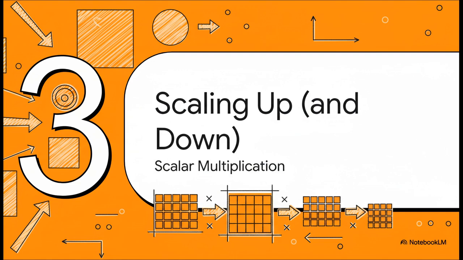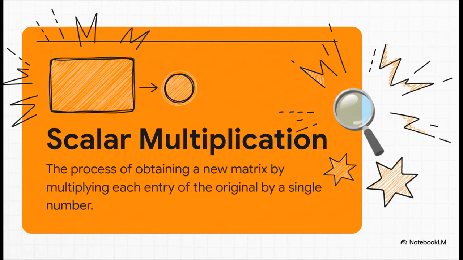Okay, we've done addition. Next up, what if we want to make every number inside a matrix bigger or smaller, all at once? Well, that's where scaling comes in. The fancy term for this is scalar multiplication. And that word scalar, it's just a cool name for a single, regular number, not a whole matrix. All we're doing is taking that one number and multiplying it by every single thing inside the matrix.